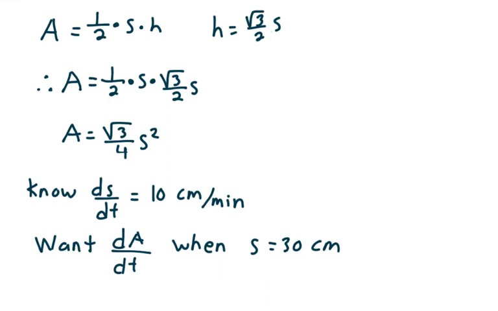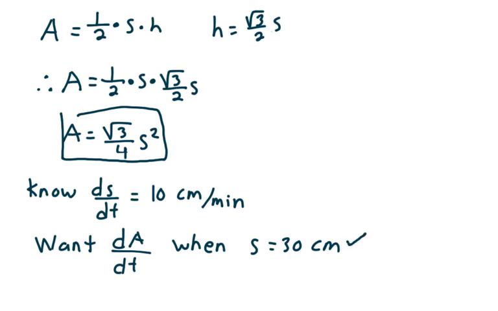Now, the area is 1/2 times s times h, so we get 1/2 the base times the height. But h equals square root of 3 over 2 s, so I'm going to plug that in. And you can see down below, we have A equals square root of 3 over 4 times s squared. Now, we know ds/dt is 10 centimeters per minute, and we want dA/dt when s is equal to 30 centimeters.